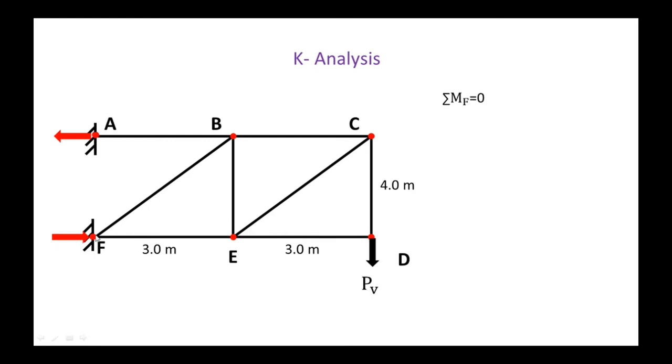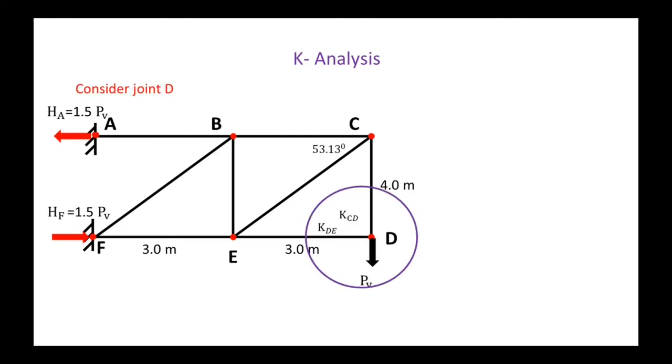So we are taking sigma MF equal to 0. Now this PV is clockwise, so 1 into PV into 6, minus HA into 4, because this is clockwise and this is anti-clockwise. Here HA is equal to 6 by 4, that is 1.5 PV. So automatically HF is again 1.5 PV but in the opposite direction, because sigma FX of this frame should be 0. So these are the magnitudes of HA and HF.